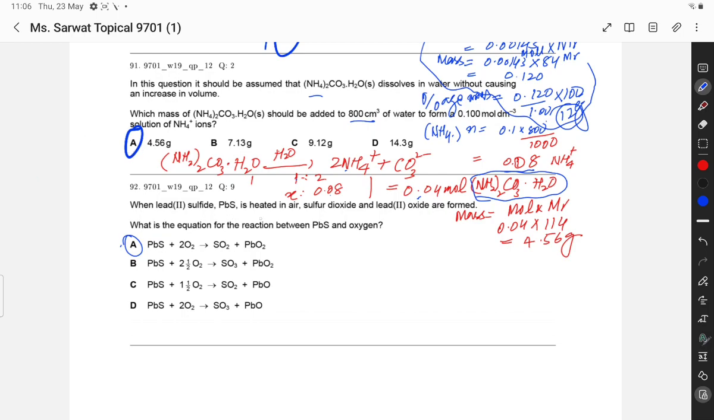When lead(II) sulfide is heated in air, sulfur dioxide and lead(II) oxide are formed. What is the equation for the reaction between lead(II) oxide and oxygen? So lead(II) oxide plus oxygen forms sulfur dioxide and PbO2. Oxygen: the number of oxygen atoms on the product side is 4 and here 2. So by placing 2 we get the correct chemical equation. So A option is correct.